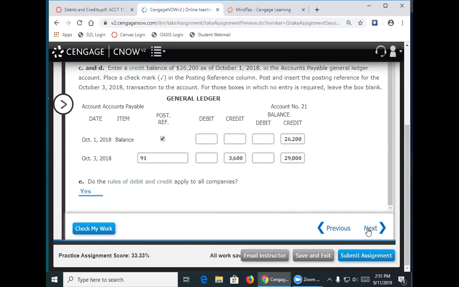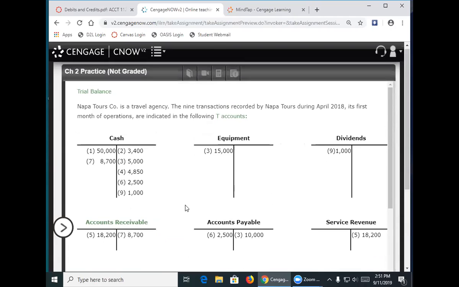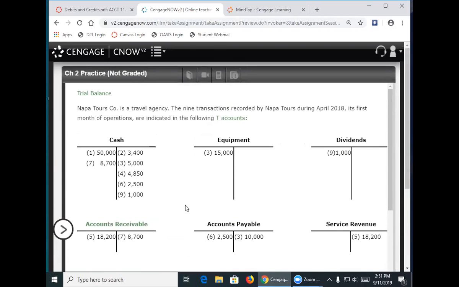Alrighty, last one. This one's a little different. This one's actually showing us all the T accounts, which are all the increases and decreases for the accounts. Okay. So it's kind of like a ledger. It's just showing in a T account, so unofficially. So it says Net Tours is a travel agency. 9 transactions are recorded during April, and they're in the T account. So you could kind of trace them.